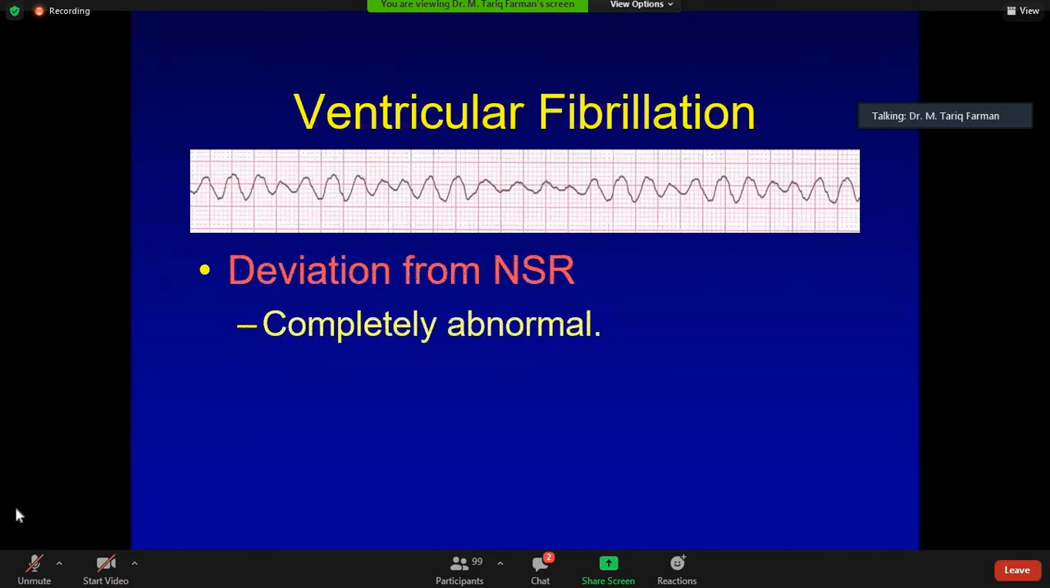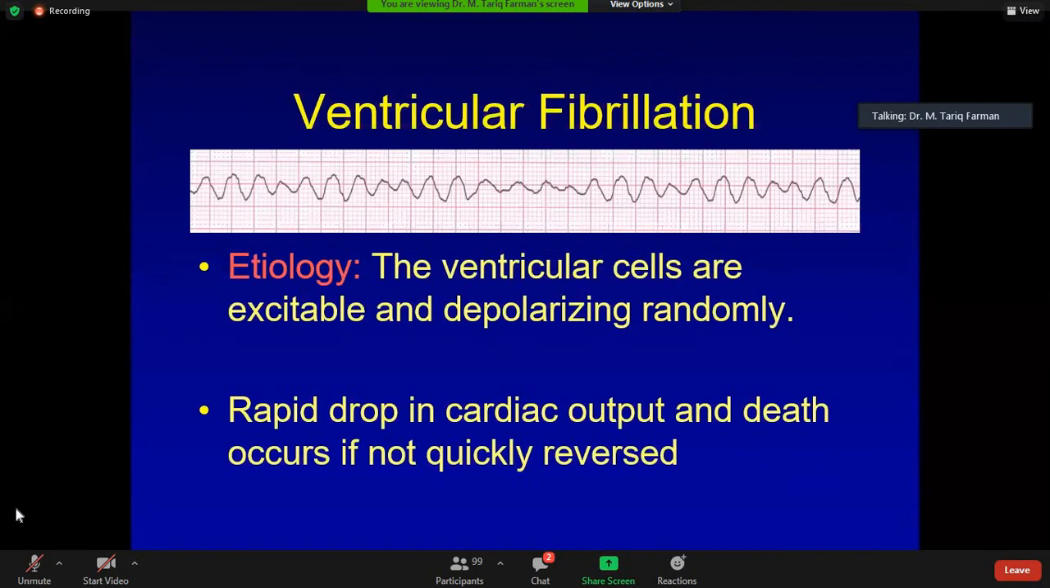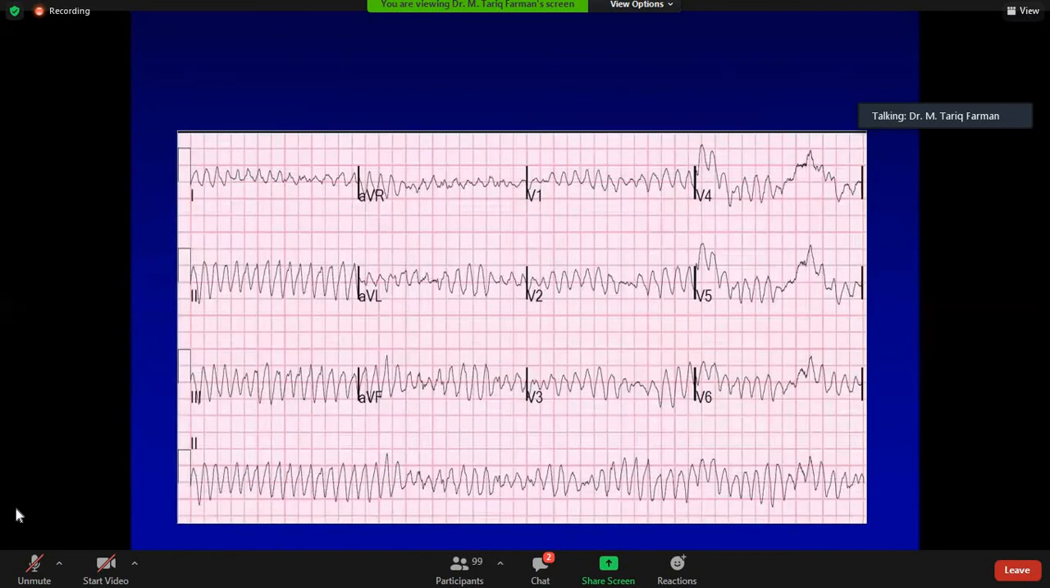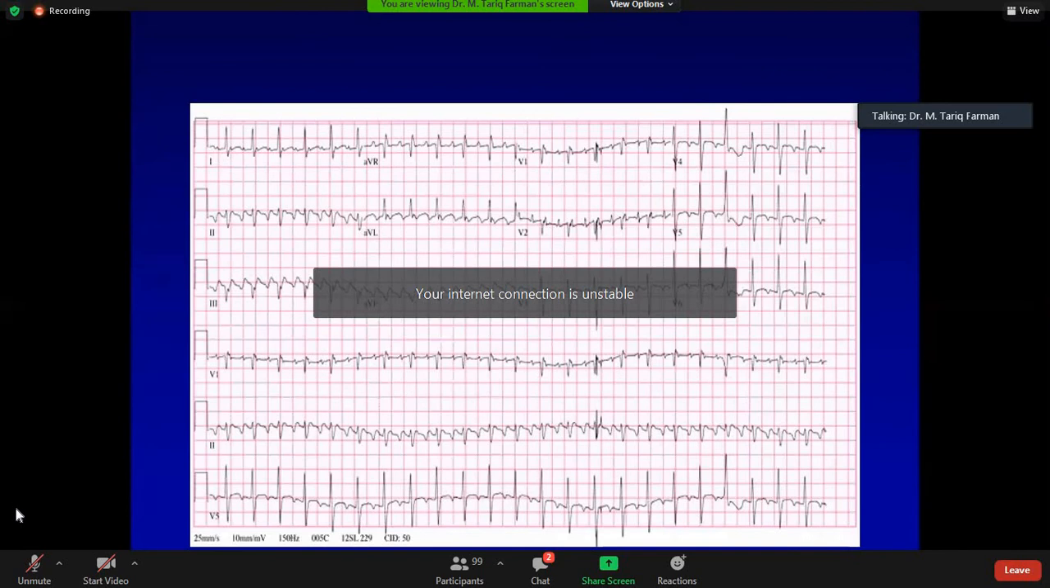Deviation from NSR: completely abnormal. The ventricle cells are excitable and depolarizing randomly. Rapid drop in cardiac output and death occurs if not quickly reversed. So you have to show the urgency, the emergency. There is no other treatment. If you have ventricular fibrillation, the treatment is electrical defibrillation. Defibrillation, defibrillation, defibrillation.